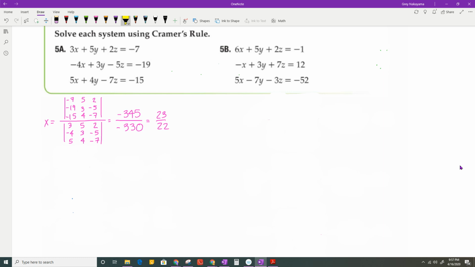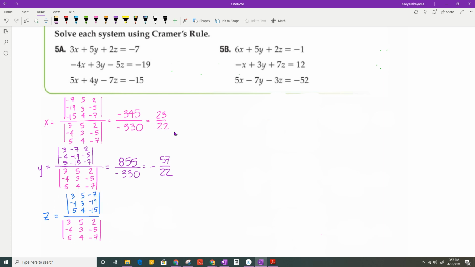Now, I don't know about y'all, but if you had to solve this system by substitution or elimination and you got an answer like that, I think you'd be a little scared off and think you'd done something wrong. So there's good applications for it. Here's my y, and the bottom is the same. I wrote it in the same color this time to make it a little easier to see. So my bottom is negative 330, and my top is 855, giving me negative 57 over 22. And then my z, again, bottom is the same. On top, my constants become the last column, and I get an answer of 31 over 22.